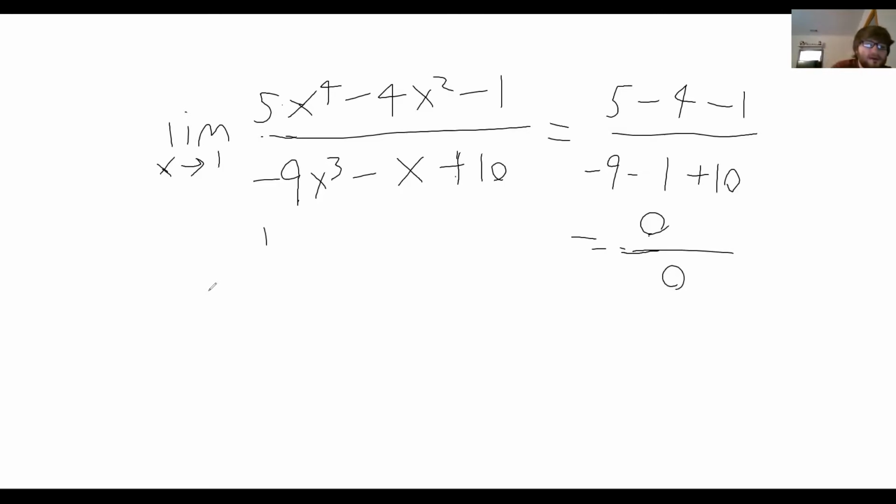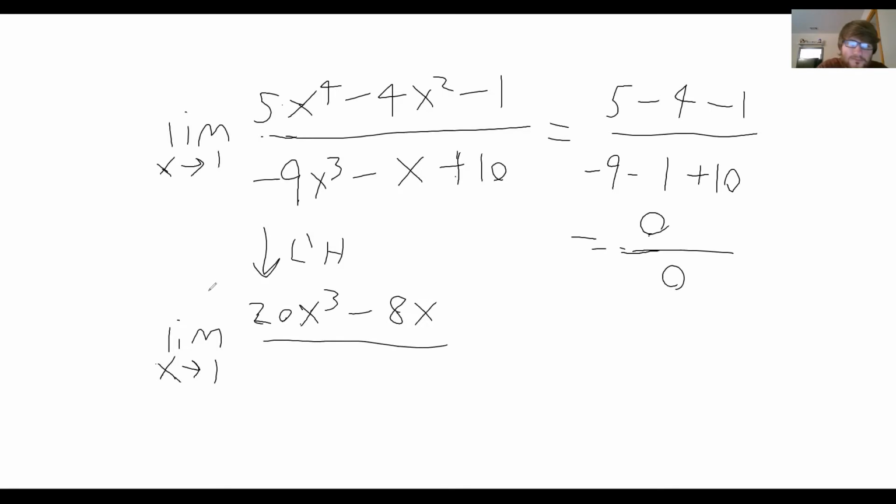So let's go ahead and do that here. I'm just going to write LH. And so we know that this is going to be equivalent to just taking the derivative of the top and bottom. So let's do that real quick. We're going to have 20x cubed minus 8x, and the minus 1 is just going to go away. And then we're going to be left with minus 9 times 3, which is minus 27, x squared minus 1.